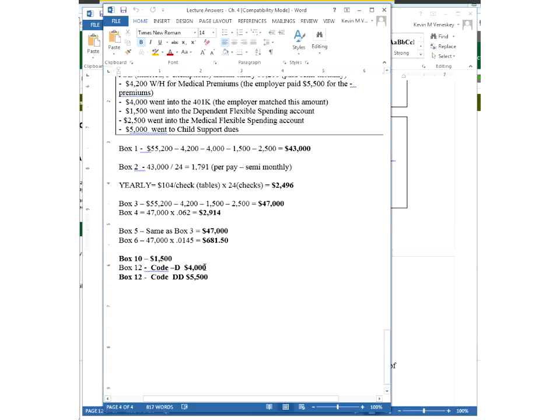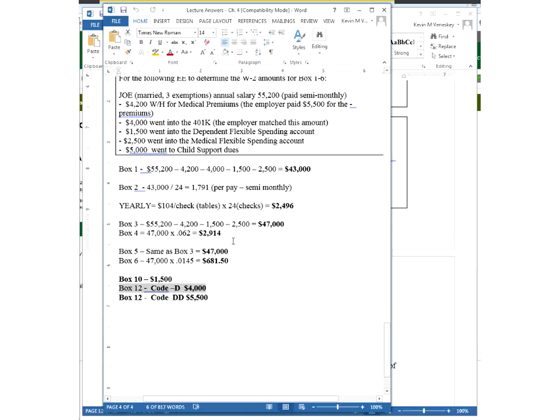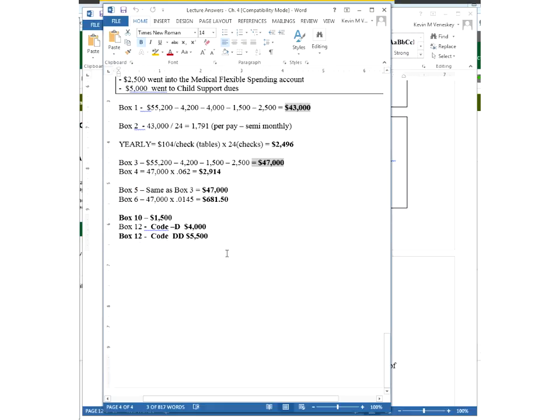And then box 12 is showing how much the employer paid in for retirement. And then it's now going to show in this code DD how much the employer paid in for medical premiums. Remember, the $4,000 is how much we paid in and why basically there's a difference between boxes 1 and 3. That's what box 12 is doing, is explaining that difference.